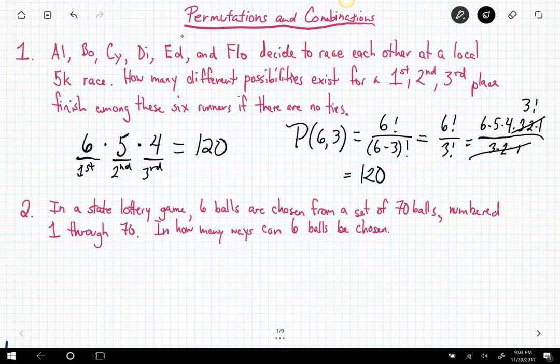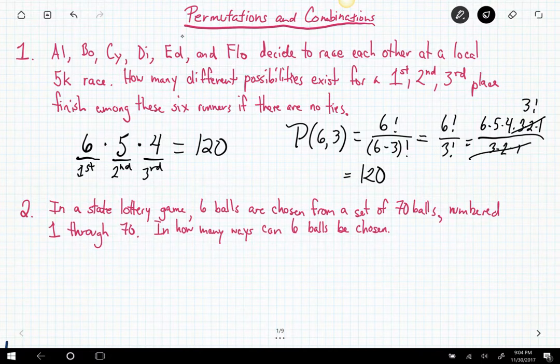So now, in a state lottery, 6 balls are chosen from a set of 70 balls, numbered 1 through 70. In how many ways can 6 balls be chosen? So notice here, if you had a lottery ticket or something of that sort, what are we actually looking at? Well, do we care what order our ball is actually selected? So if, say, the numbers 7 and 11 were both on our lottery ticket, if they called 11 first, will we be happy? Oh yeah, we'd be happy. If they called 7 first, will we be happy? Oh yeah, we'd be happy. It doesn't matter on the order.